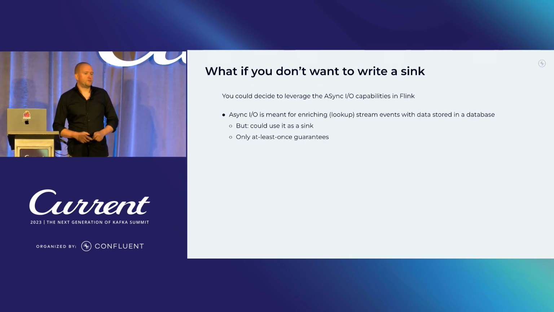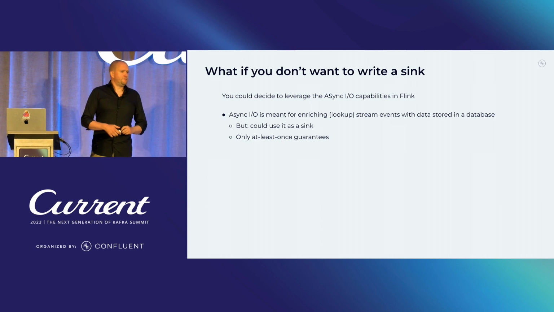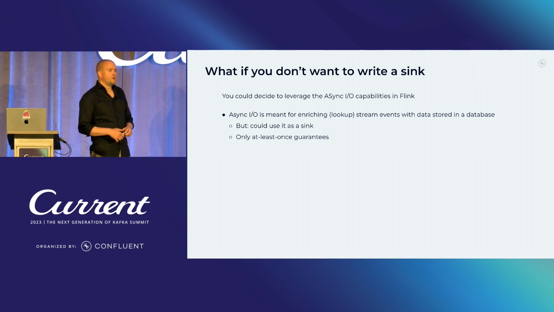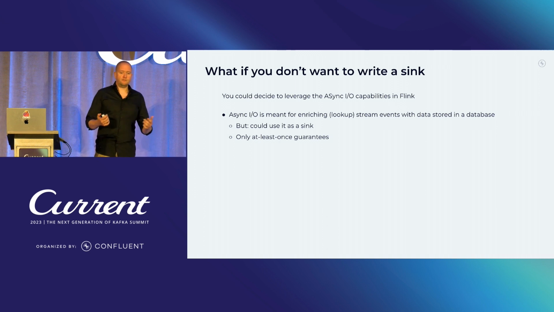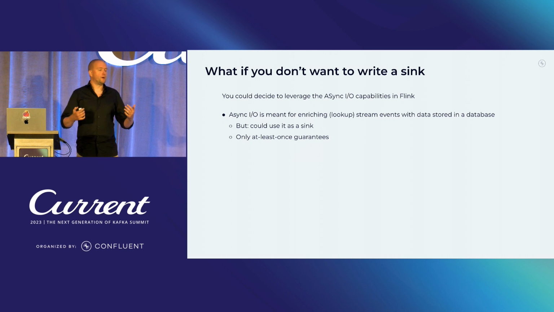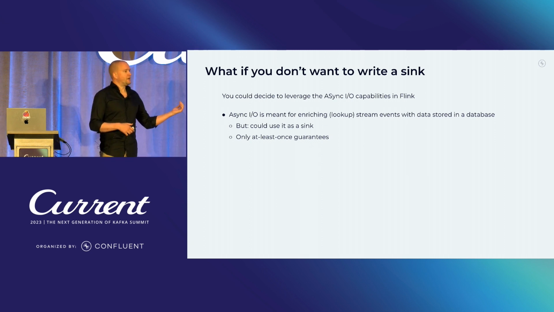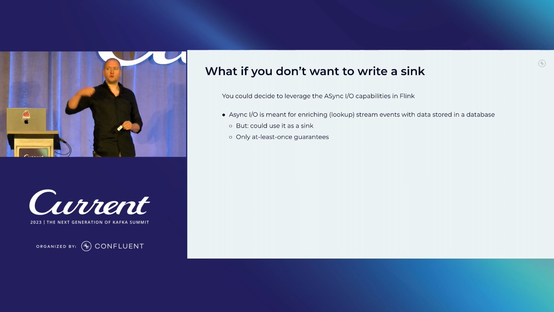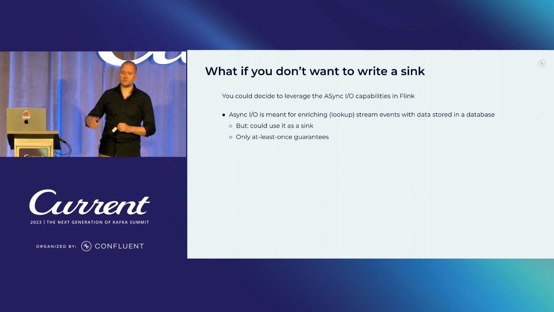Now, what if you don't want to write a sink? One way that I've seen people in the community do it is they leverage the async I/O capabilities. Async I/O is an API in Flink, and it's purposely meant for doing enrichment or lookup streams. So you would have something like data flowing in from Kafka, and you would do a call to an external database to enrich that stream.